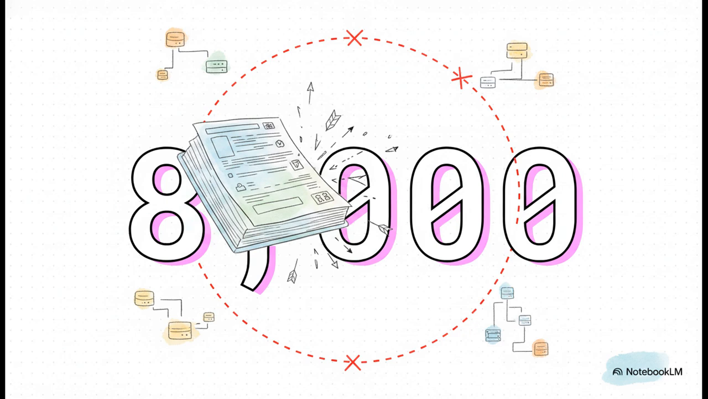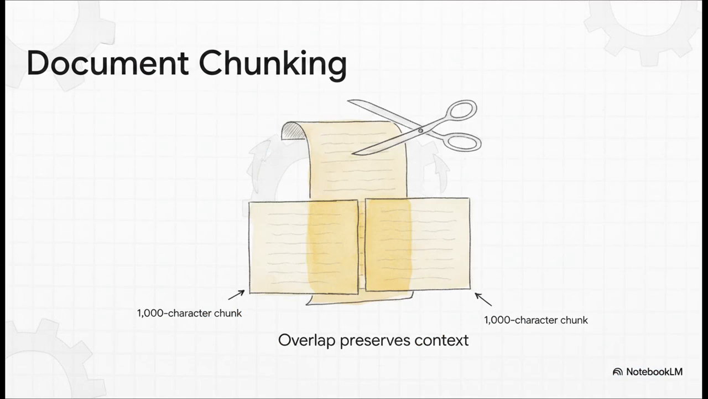If you try to stuff that all in at once, the AI will just hit a wall and the system crashes. So the professional solution is something called chunking. We use LangChain to break the document down into bite-sized 1,000-character chunks. But, and this is key, we also implement a 200-character overlap.